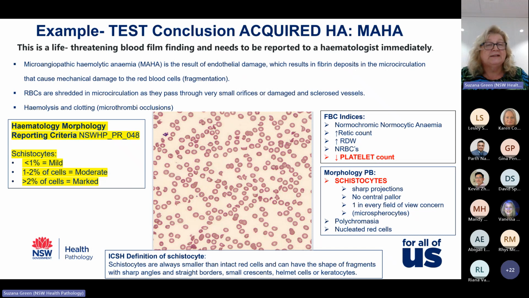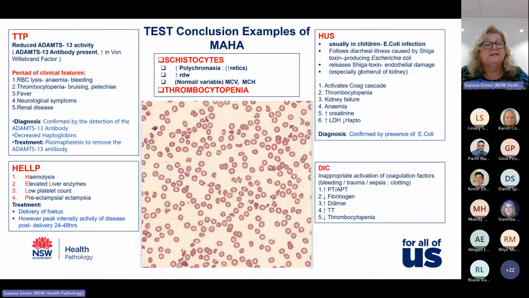So again, they got a test conclusion. So I put out there what a MAHA was, what indices you would see, what poikilocytes you would see, the ICSH definition of a schistocyte, which included quite a myriad of different poikilocytes as part of what they classify as a schistocyte, and how we would report it in our organisation, what we would call mild, moderate, and marked. They also got, I thought was very important, some of the very common conditions that are associated with MAHA as well.